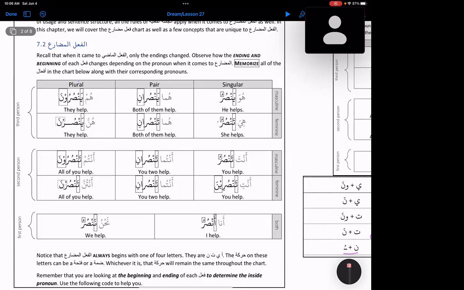Okay. Anta tastamsiku, antuma tastamsikani, antum tastamsikuna. Anti tastamsikina. Very good. Antuma tastamsikani. Antunna tastamsikna. Very good, very good. Alhamdulillah.